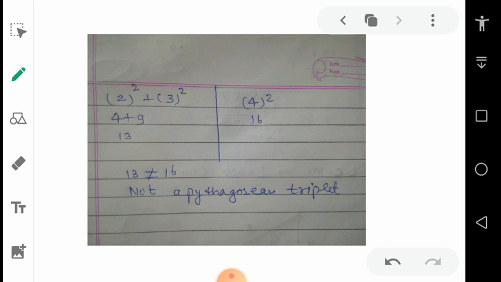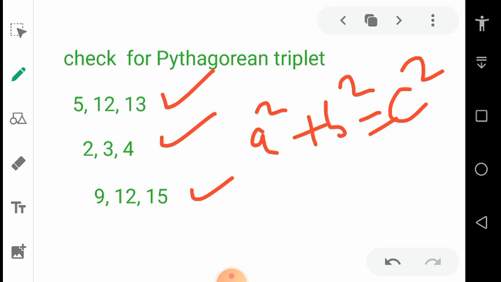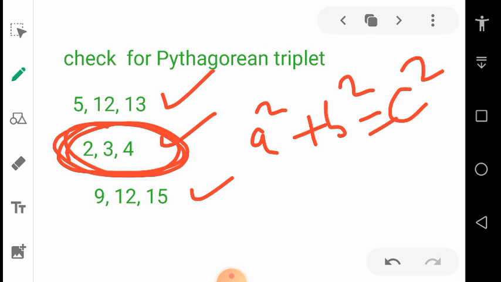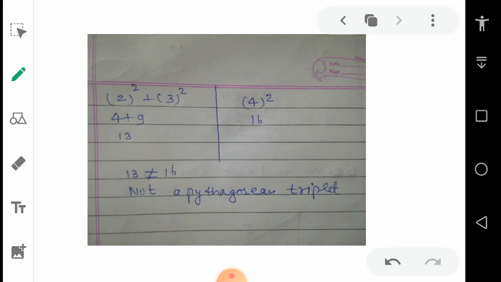So for one of them we are going to prove it, as we are taking 2, 3 and 4. The second triplet, inside the circle, is 2, 3 and 4. As you can see, 4 is the longest side, so we write 4 square, that is 16. The remaining two sides are 2 and 3, so we do 2 square plus 3 square, that is 4 plus 9, and that is 13.